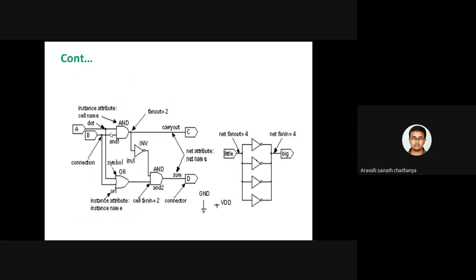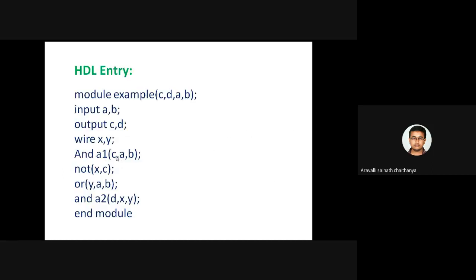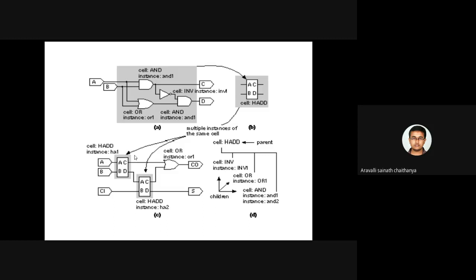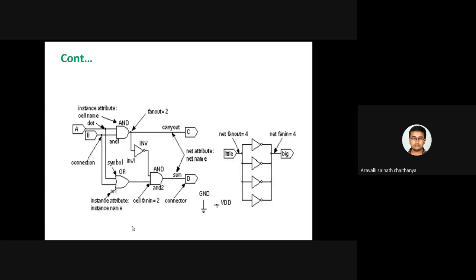The inputs for the AND gate are A comma B. So here what I have depicted is C comma A comma B. That means I have written the output pin first, then the input pins. As soon as I got the output from your AND gate, this output is acting as an input for your inverter.